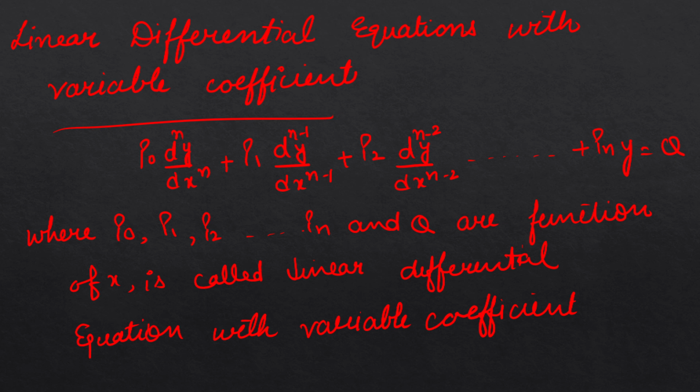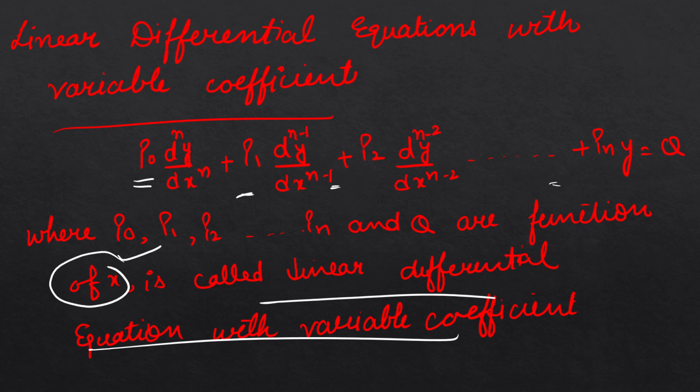If they are saying linear differential equation with variable coefficient, it simply means that in the last case we had p naught, p1, p2 up to so on pn. These all values are constant. But now in this case, these are functions of x, means they are in terms of x, means they are variables. So that is known as linear differential equation with variable coefficient.